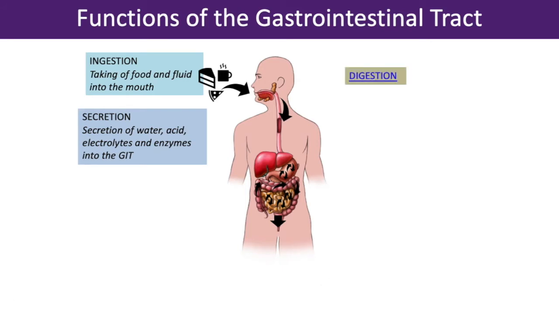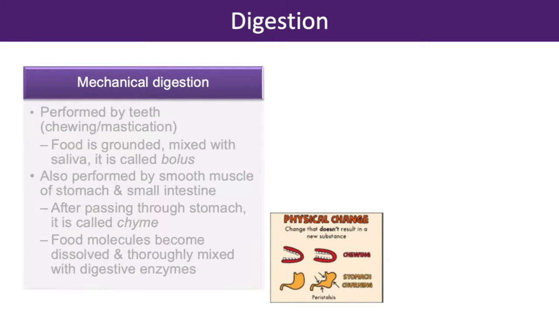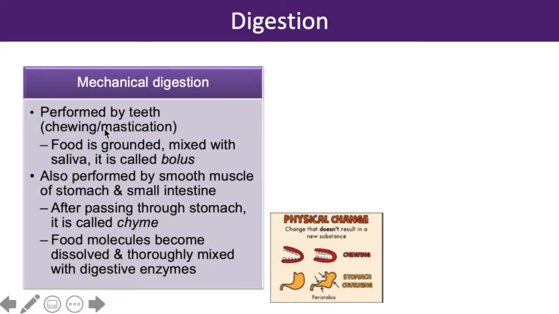The GI tract also performs the digestion process itself. There are two types of digestion, which are mechanical and chemical digestion. Mechanical digestion is performed by teeth, which is the process of chewing or mastication. During chewing, food is manipulated by the tongue, ground by the teeth, and mixed with saliva to dissolve it. As a result, the food is reduced to a soft, flexible, and easy to swallow mass, called bolus.